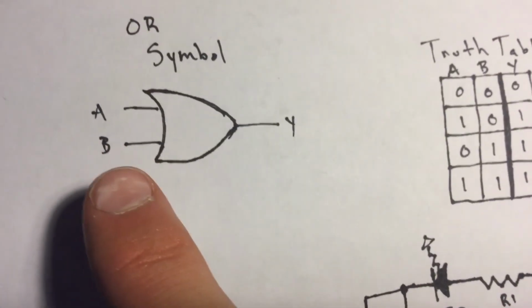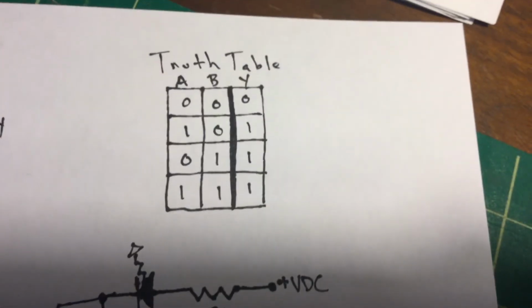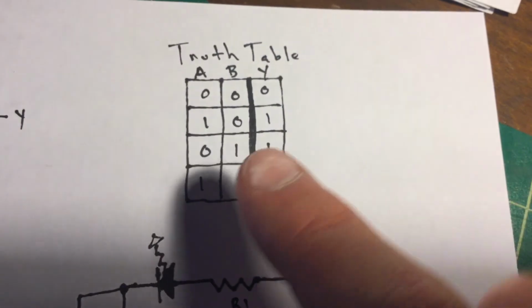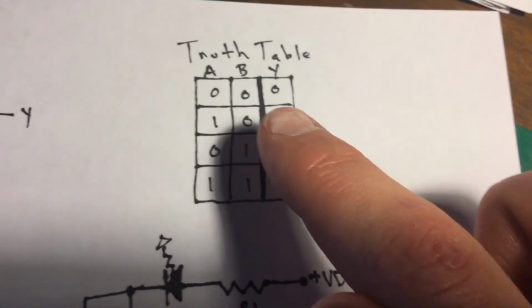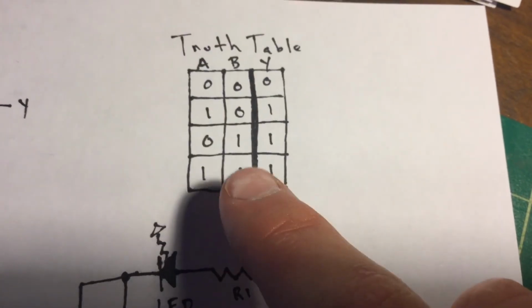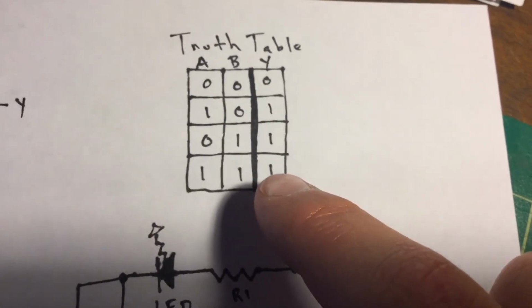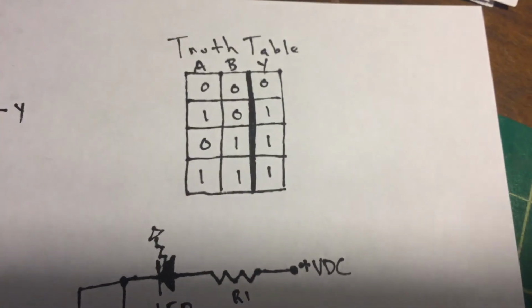We have A and B as inputs and our output Y. And right here is the truth table for the OR gate. You can see for 0, 0, the output is 0, and for the rest of them, the output is on because the current can flow through the output.